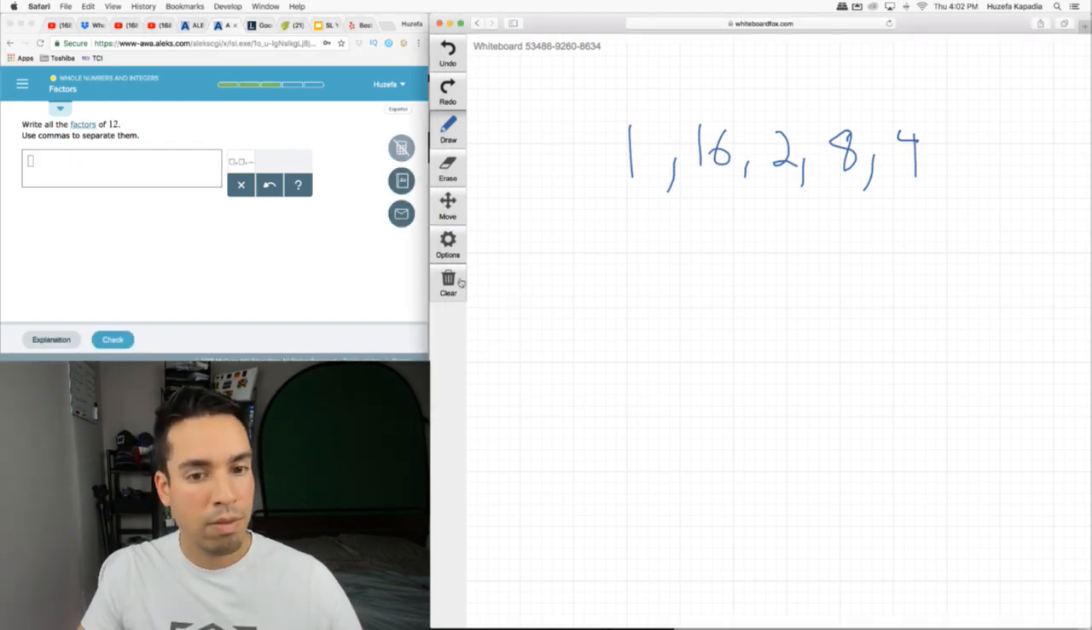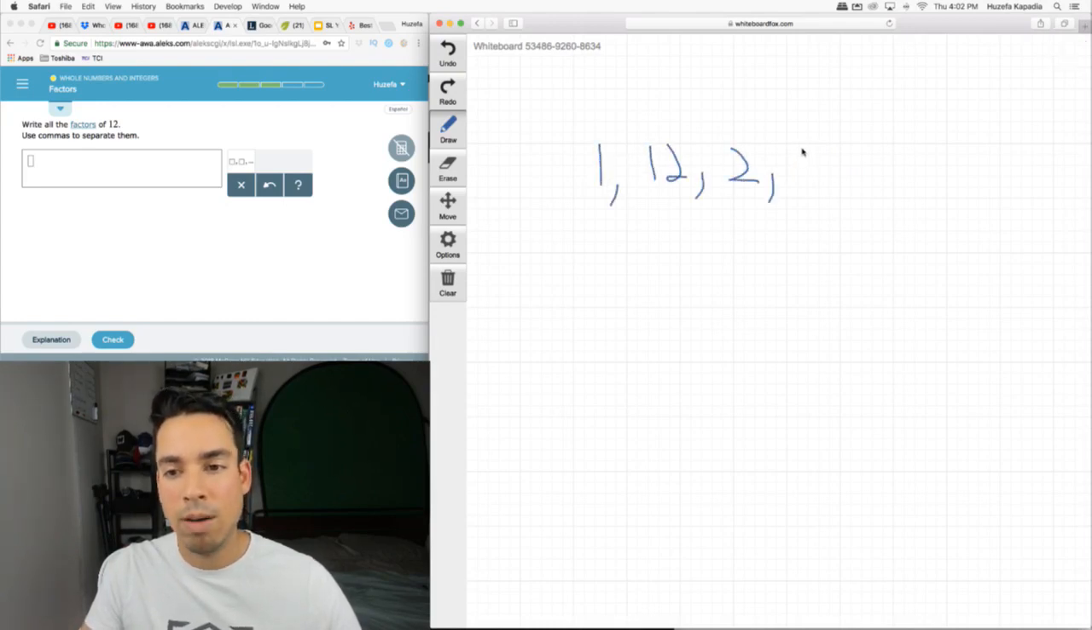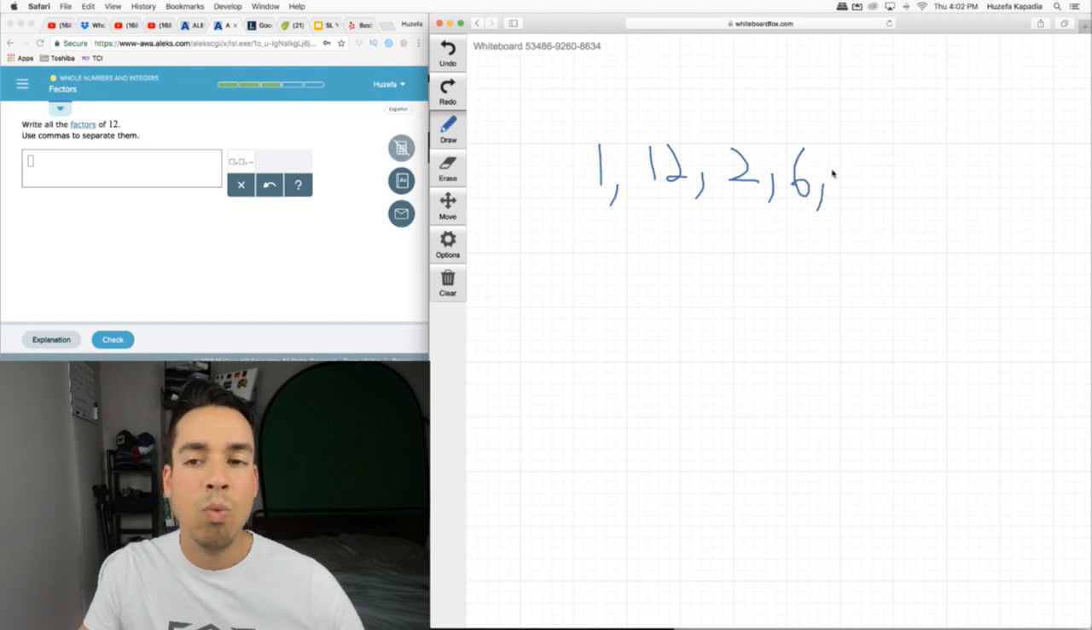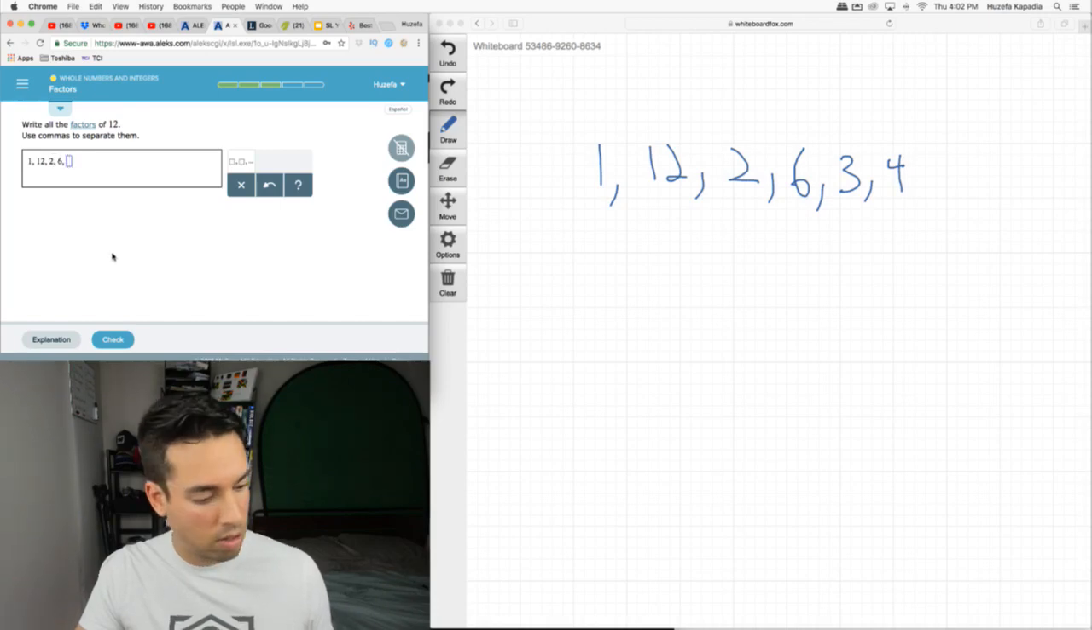All right, last one, write all the factors of 12. So start again with 1 and 12. This is even, so we know 2 goes into it. How many times? 6 times. And we got one set in between, which is 3 times 4, which is 12. And those are all the factors. So we got 1, 12, 2, 6, 3, and 4.